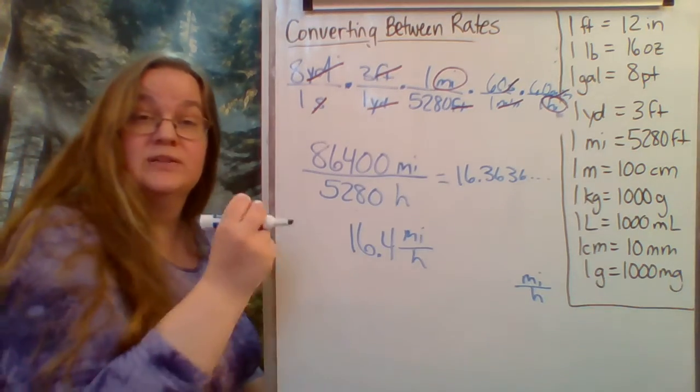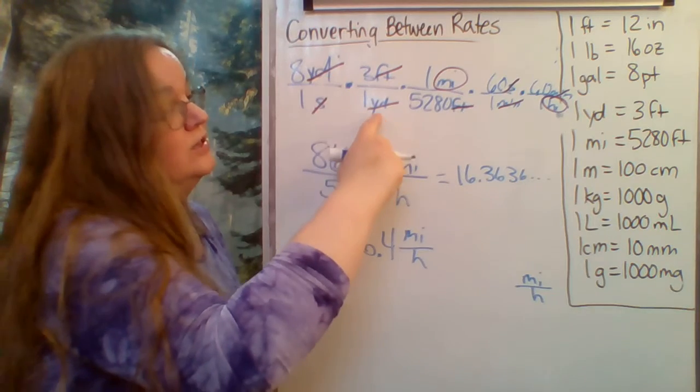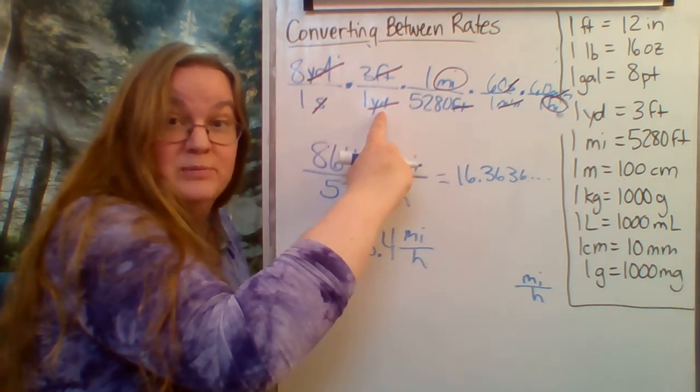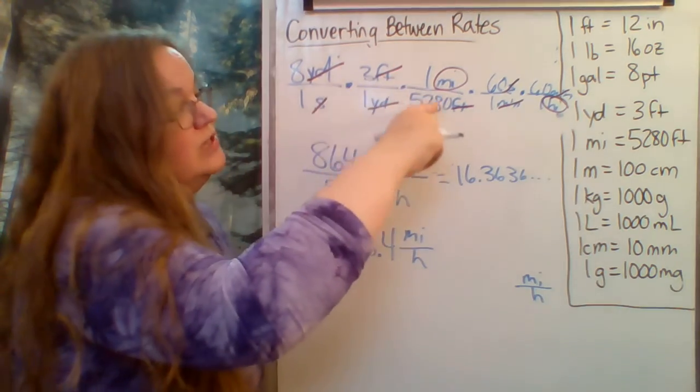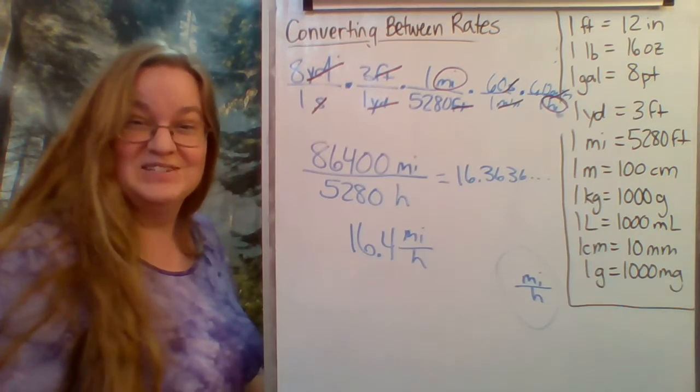So again, using that idea, if you have something in the numerator and you want it to go away, you put that part of the conversion into the denominator. They'll cancel. And you keep doing that over and over again until you get to the units that you are trying to get to. Okay?